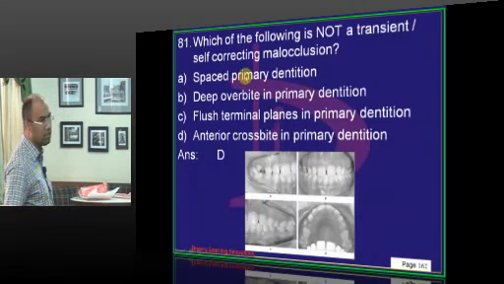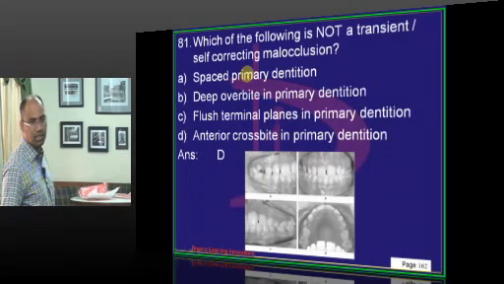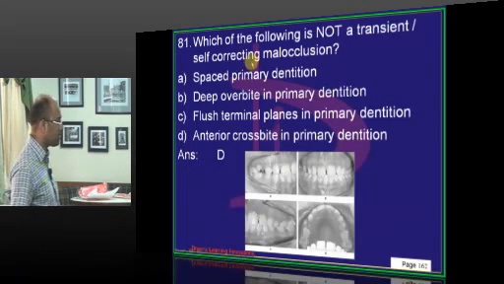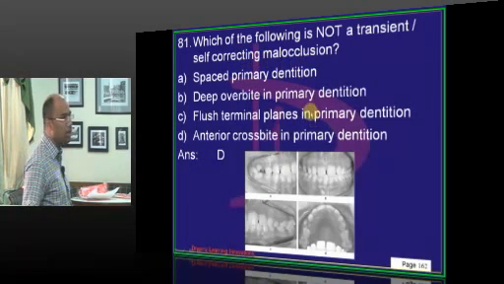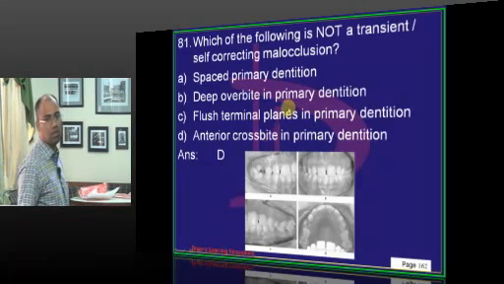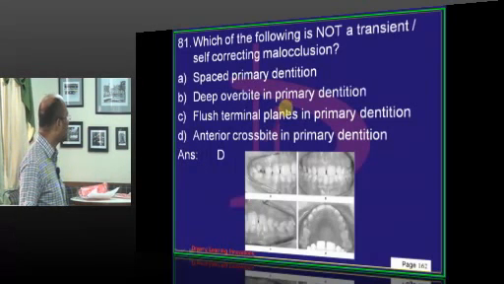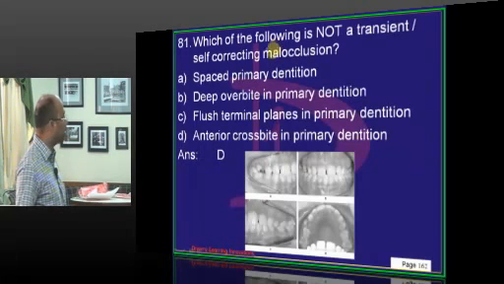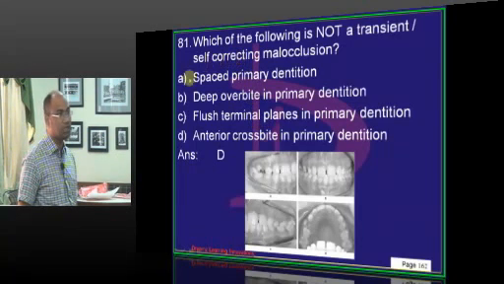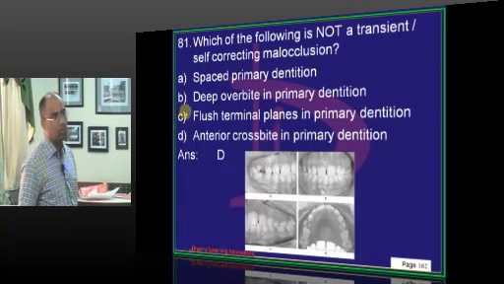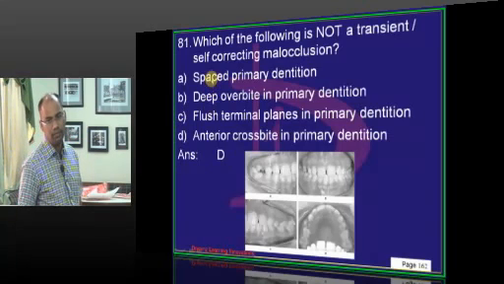Spaced primary dentition, it is absolutely normal, isn't it? Because you need the physiological spaces. Deep overbite in primary dentition, absolutely normal, because till your permanent molars are erupted, you will see deep overbite. Flush terminal plane, normal. Later it will either mesial shift early or late. Anterior crossbite is not transient, it is not self-correcting. You have to intervene.